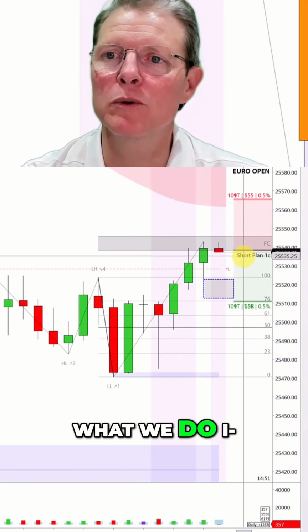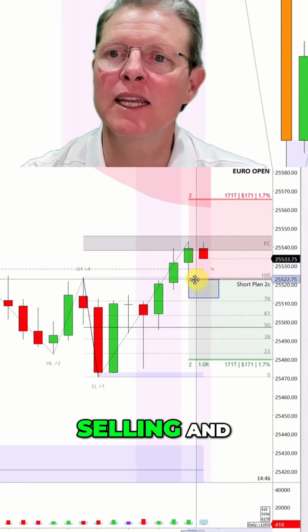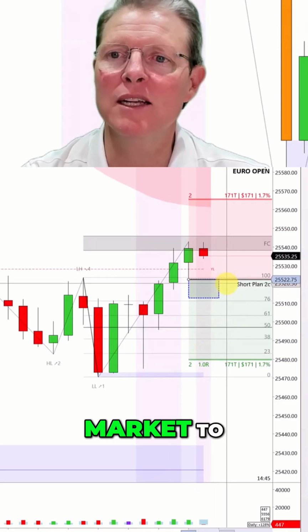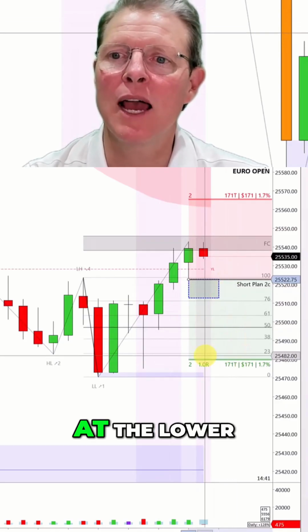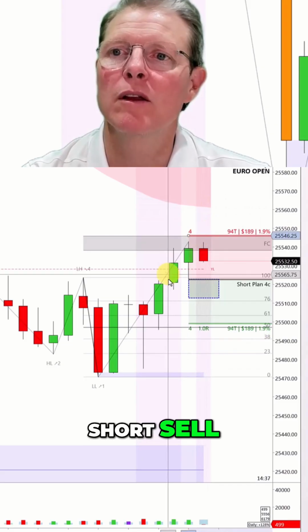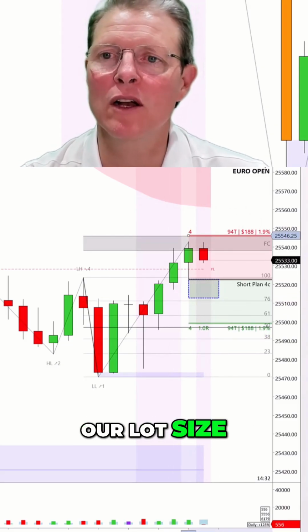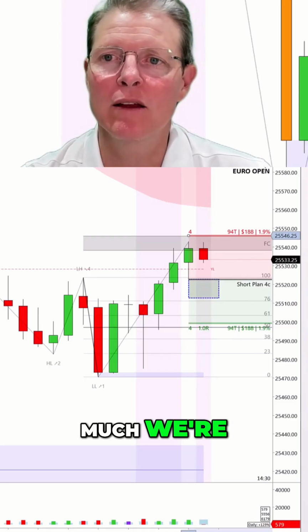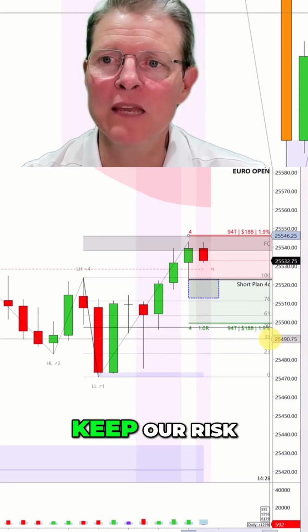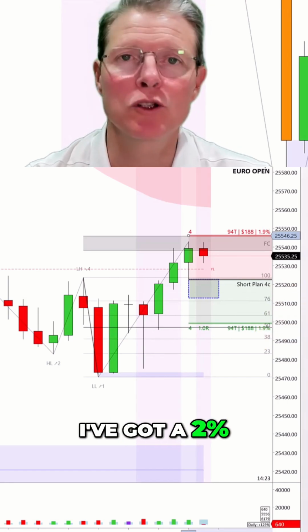So first of all, what we do is we plan the trade. So I'm going to do a short trade, which means we're selling and we want the market to go down, and then we're going to buy at the lower price. That's what a short trade is, or a short sell. So on this particular trade, this is how we manage our lot size. We know how much we're prepared to trade with because we want to keep our risk linear and standard in all trades. So in this particular trade, I've got a 2% risk.